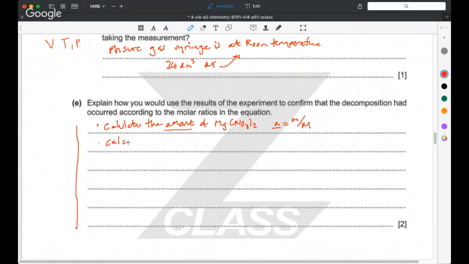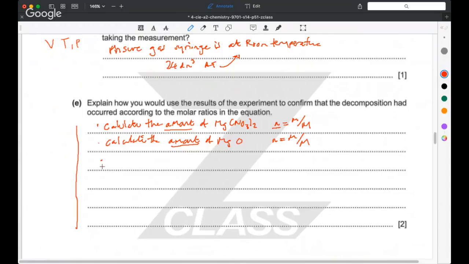Of course, you can do something very similar. You can calculate the amount of magnesium oxide. Remember, you heated the solid to a constant mass. You've got a value for the mass that you calculated by difference for the magnesium oxide. And again, you're calculating the amount, the number of moles, so you're using exactly that same formula. The amount is the mass divided by the molar mass.